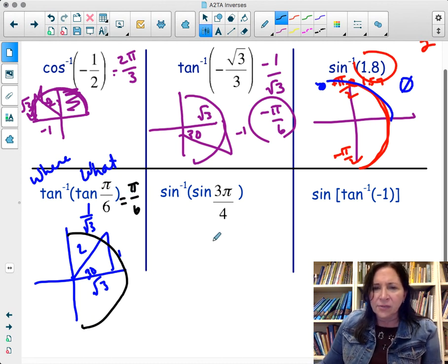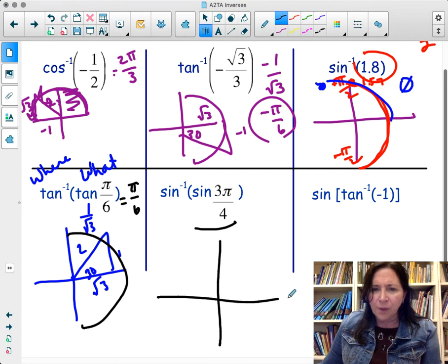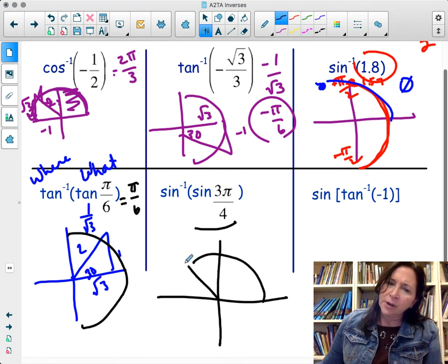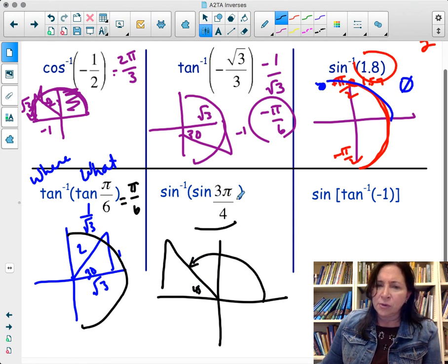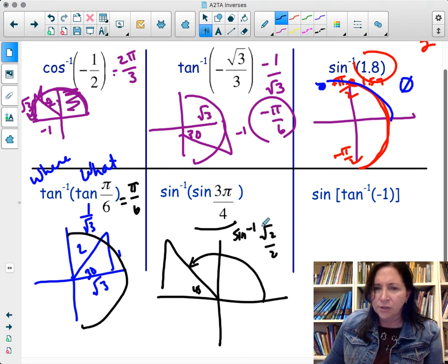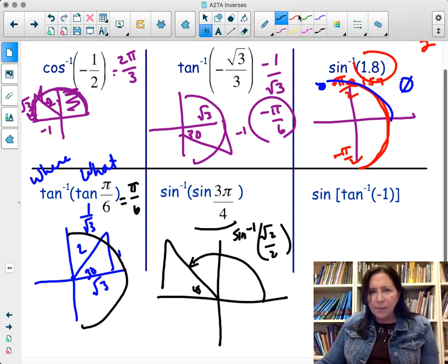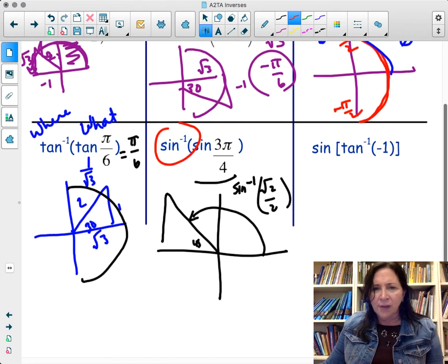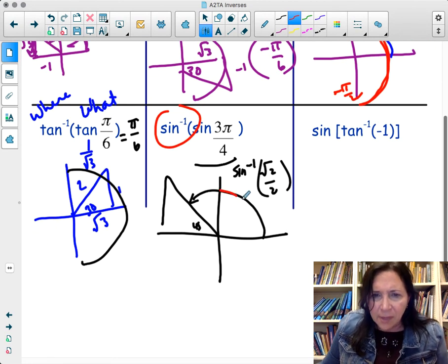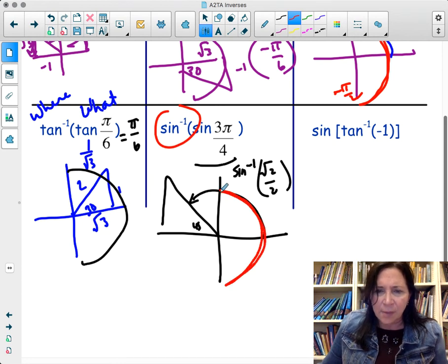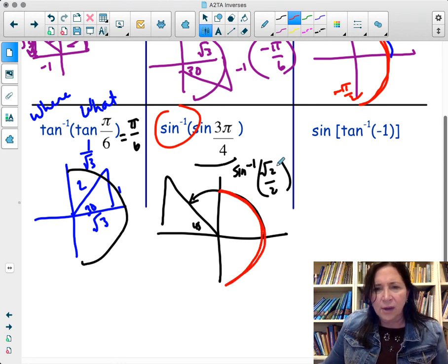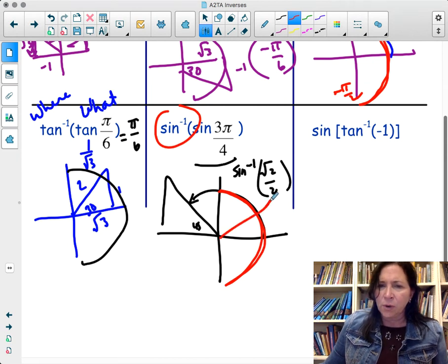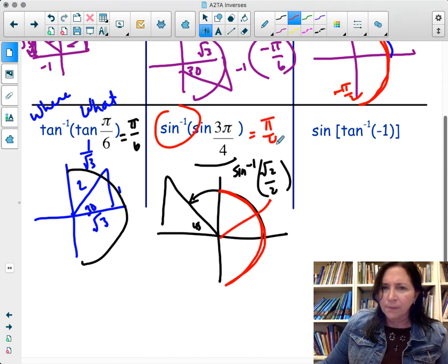This one, though, says, what is sine of 3/4 pi? So remember, 3/4 pi is over here, and we have a 45-degree reference. Sine is going to be root 2 over 2. So what they're asking me now is, where is sine root 2 over 2? Well, don't forget when you're using an inverse, you have got to restrict your domain. So that means that this area is it. That's where I'm at. So where is sine root 2 over 2? It's in the first quadrant at 45 degrees, which is pi over 4.